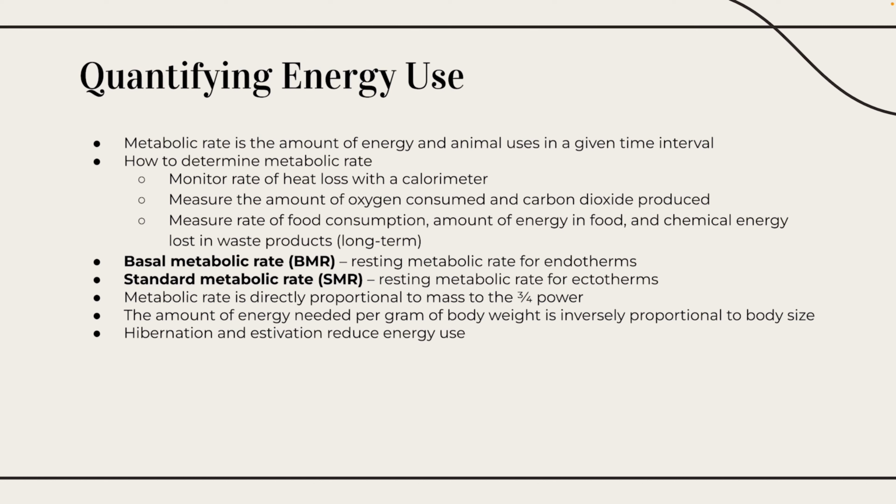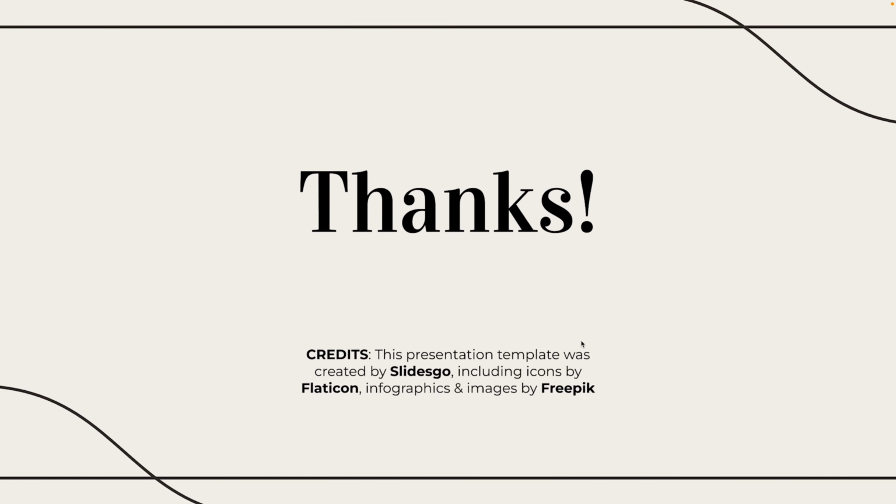All right, and just real quick, hibernation and estivation, which are both methods of resting during different seasons. Hibernation is when you lower energy use in the winter. Estivation is doing that during the summer, reducing energy use. And that's it for the lesson.